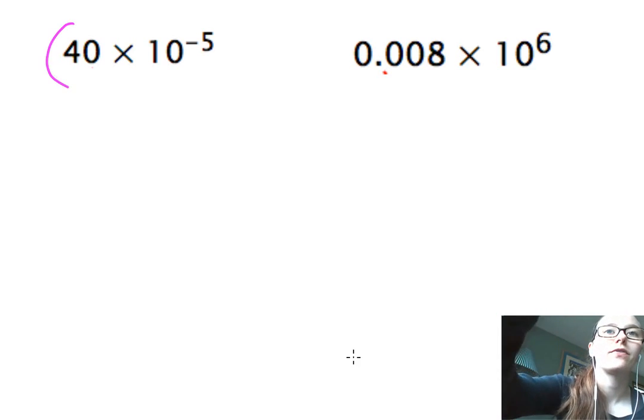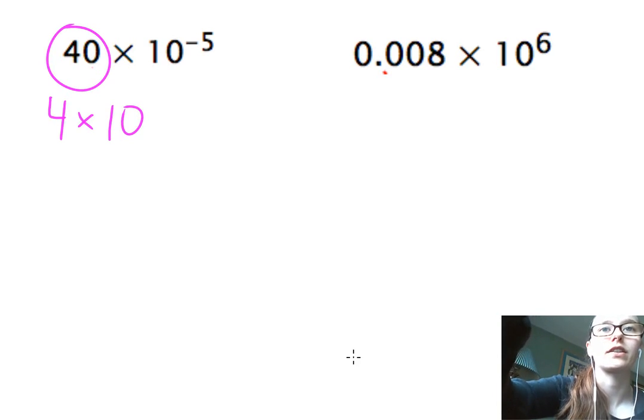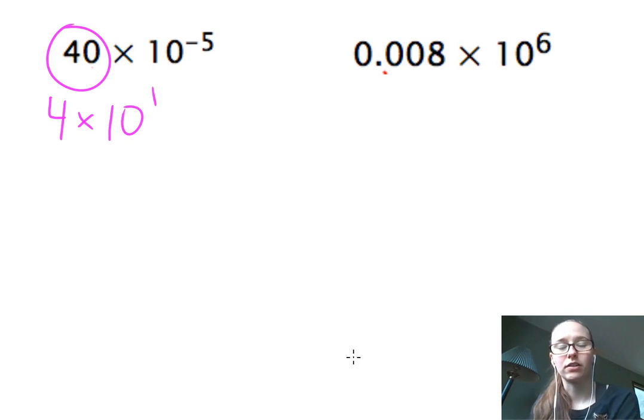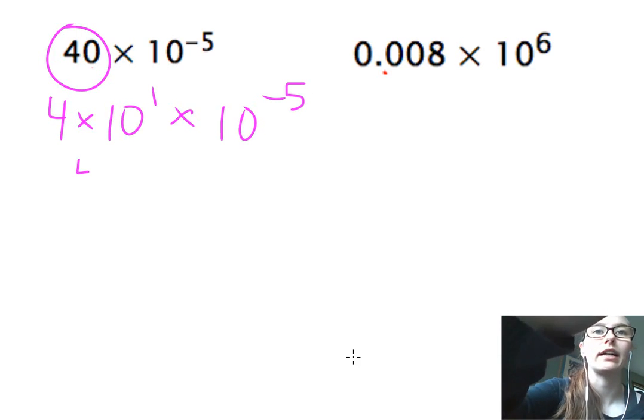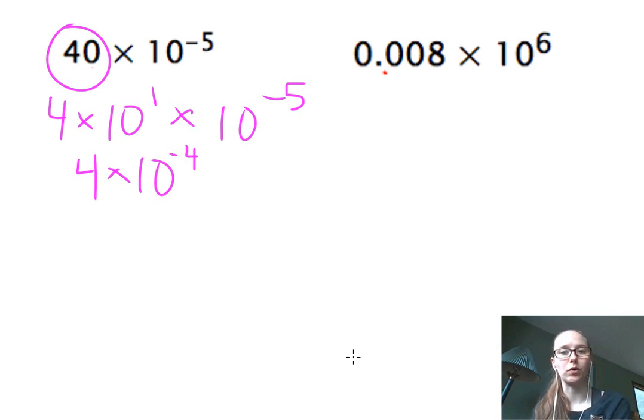If I look at 40 here, 40 is the same thing as 4 times 10 to the first, and that is in correct scientific notation form. Then I can multiply it by 10 to the negative fifth. Based off the product rule, I can add those exponents: 1 plus negative 5 gets me negative 4.